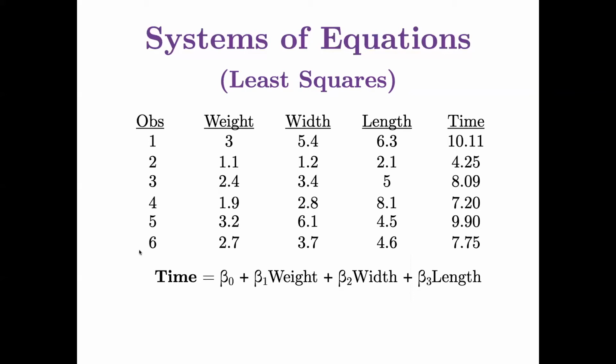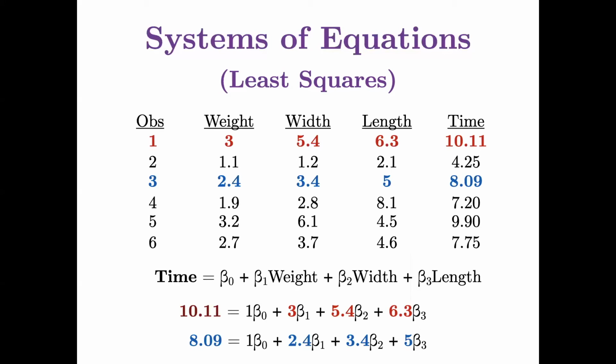Let's say that they are packages and I have their weight, their width, and their length, and then the time it took to review that package. And my hypothesis is that the time it takes to review is some function of the weight, width, and length. Now, when I write this equation, I'm calling it a hypothesis because I haven't proven that these things are related in any way. But when I write this equation, what I'm really saying is that I want this equation to be true for each observation in my data.